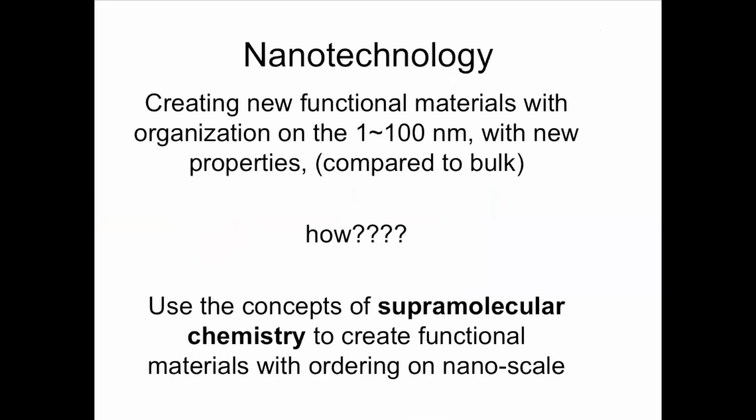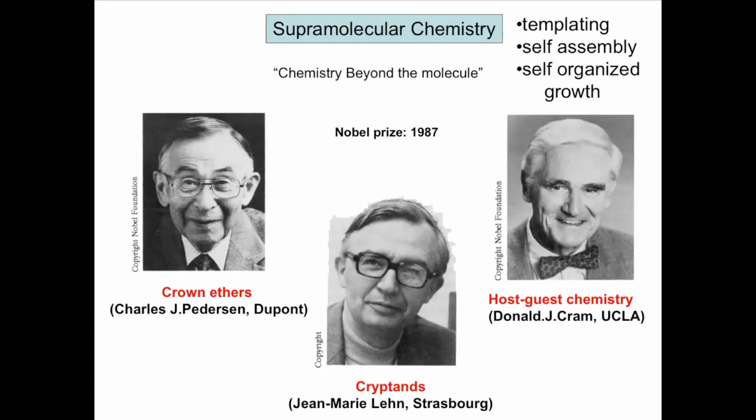So we want to make nanostructured materials ordering on the 1 to 100 nanometers. And we want to use the concepts of supramolecular chemistry. Of course, there are also a lot of other methods to make nanomaterials, either with lithography or using the physics of phase separation. So we'll try to use also supramolecular chemistry.